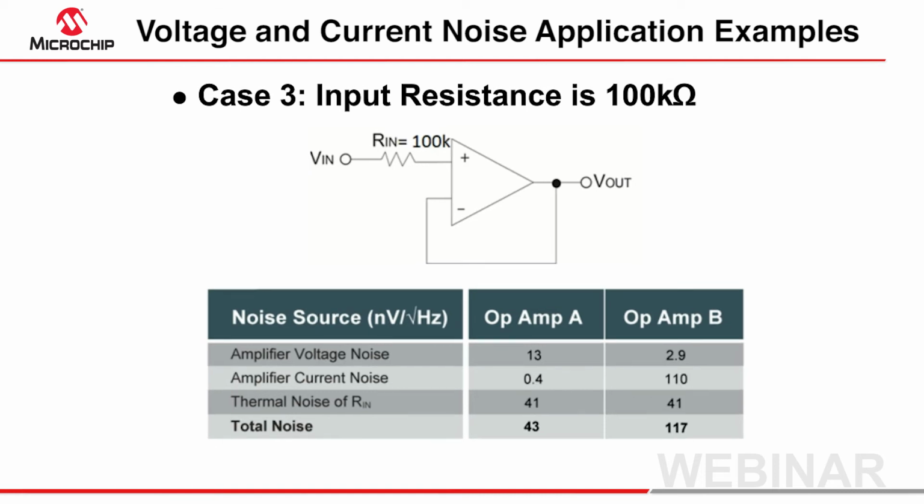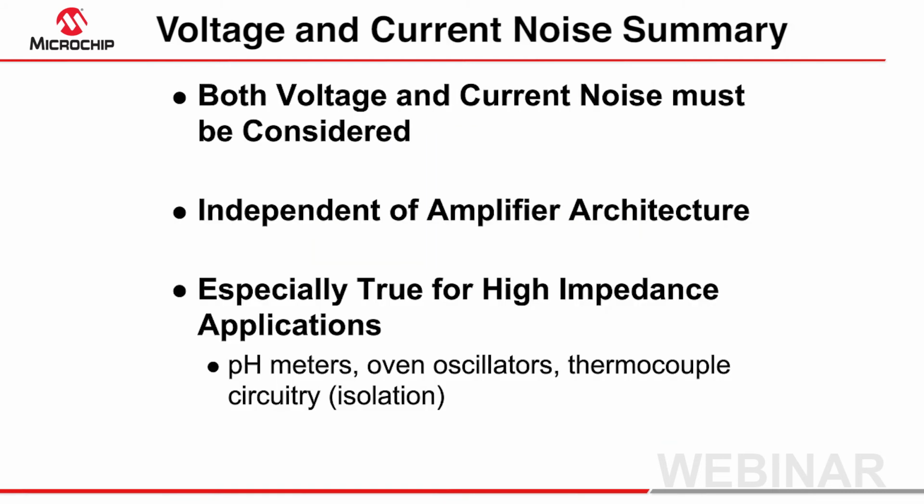Finally, let's increase the input resistance to 100 kilohms. The current noise of amplifier B now becomes the dominant noise source, resulting in much worse noise performance relative to op-amp A. This simple circuit example highlights the fact that an amplifier's voltage and current noise must be taken into consideration when analyzing the noise performance of an amplifier for a given application. This is true for all amplifiers, not just zero-drift amplifiers.